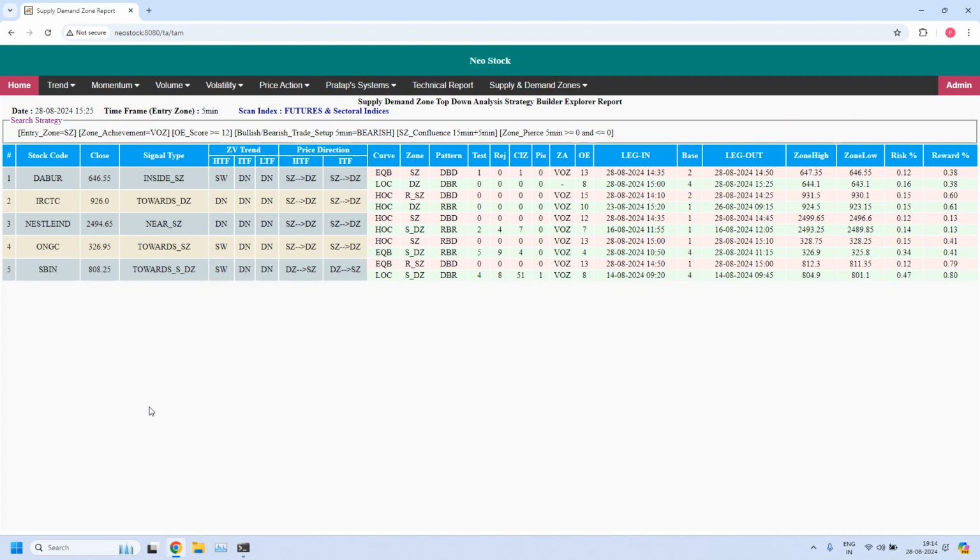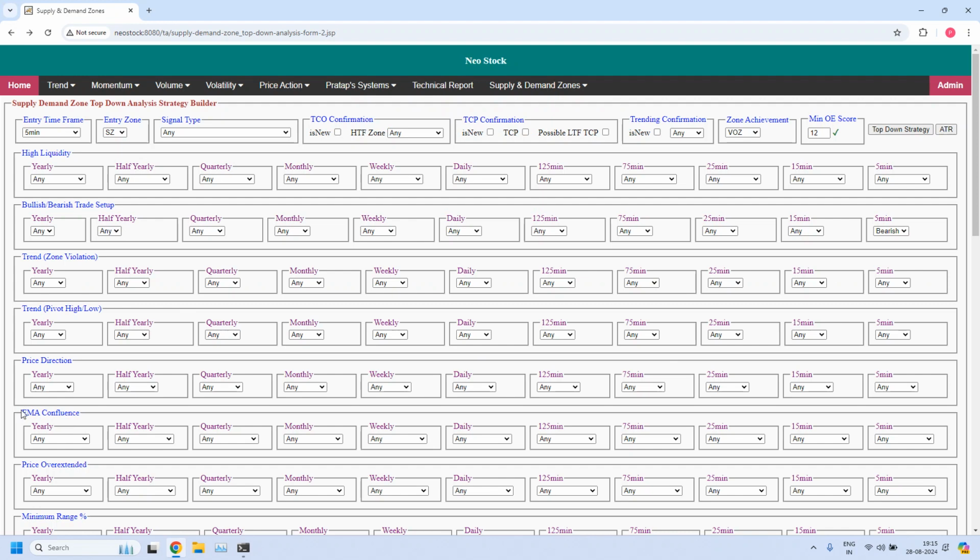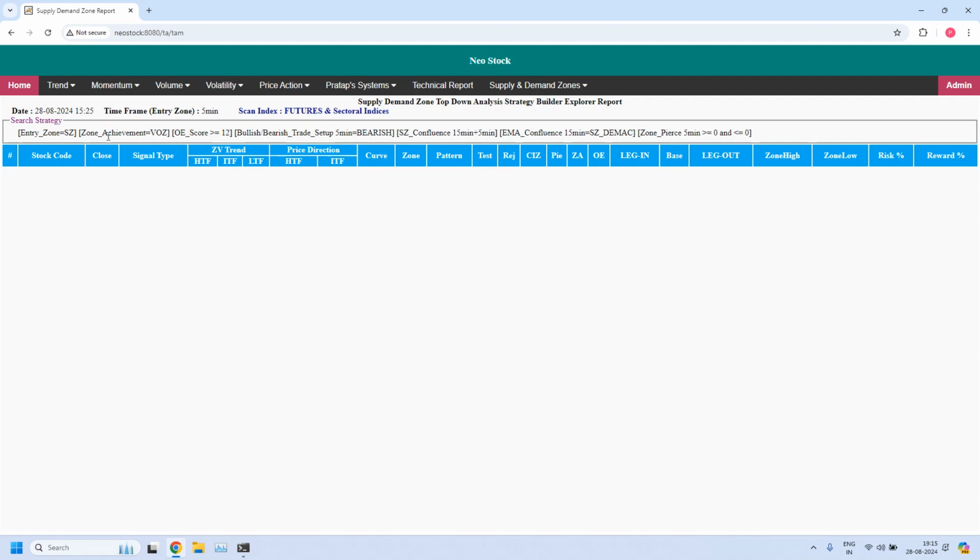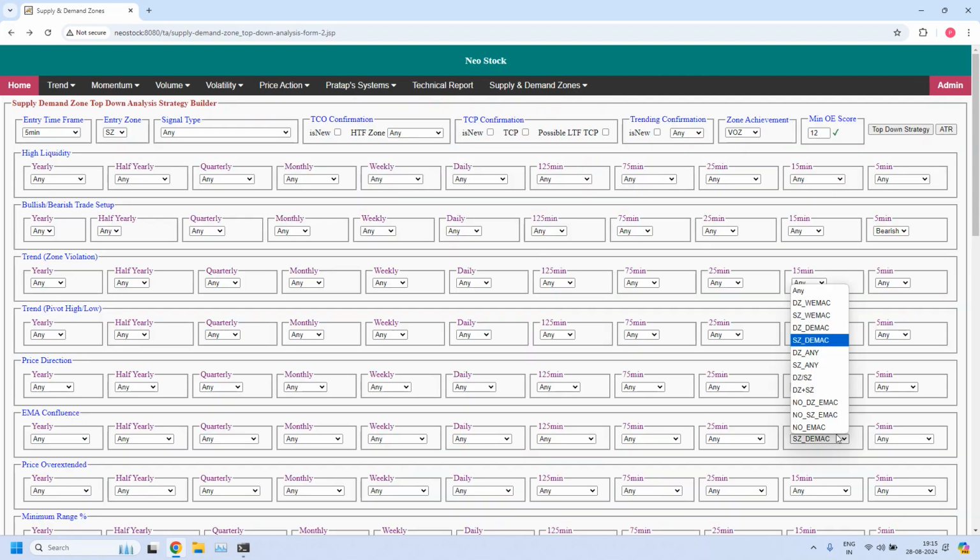These 5 stocks are supporting bearish trade setup for hourly income trade, and also 5 minutes and 15 minute supply zones are having confluence. Okay, in the 15 minutes all these stocks are in downtrend. Now let's verify how many of these 15 minutes supply zones are having daily EMA confluence. In the EMA confluence in 15 minutes time frame, I am verifying 15 minutes supply zone with daily EMA confluence. So none of the stocks are having EMA confluence. So I am removing the filter.